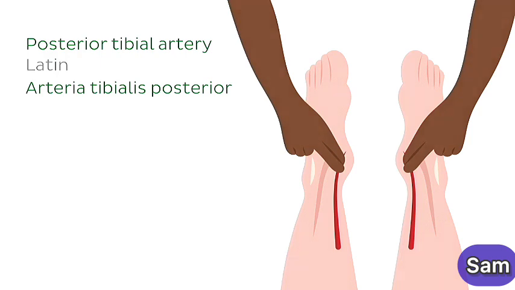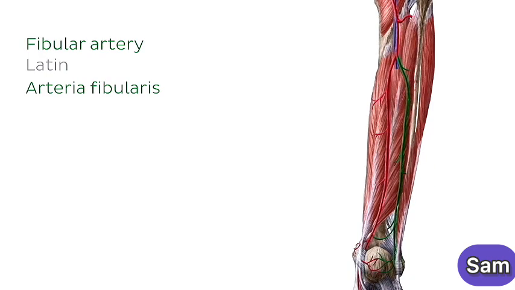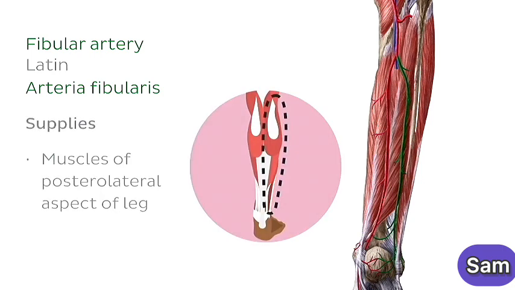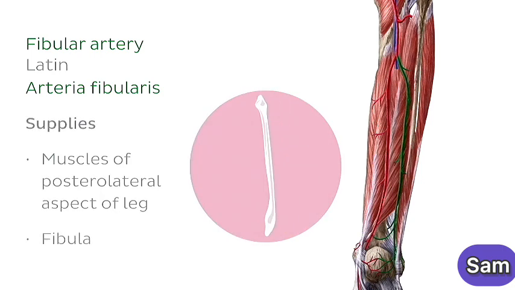One of the main branches of the posterior tibial artery is the fibular artery, which branches shortly after the terminal bifurcation of the popliteal artery. It supplies the muscles of the posterolateral aspect of the leg as well as the fibula.